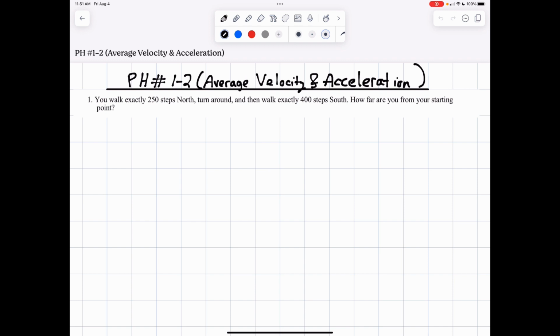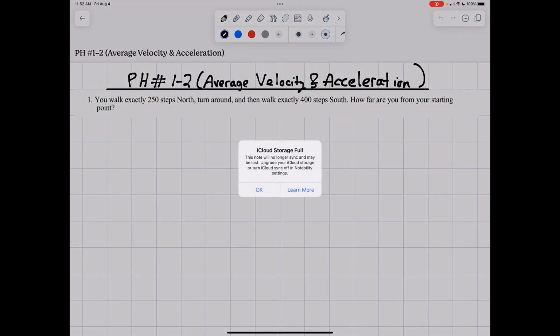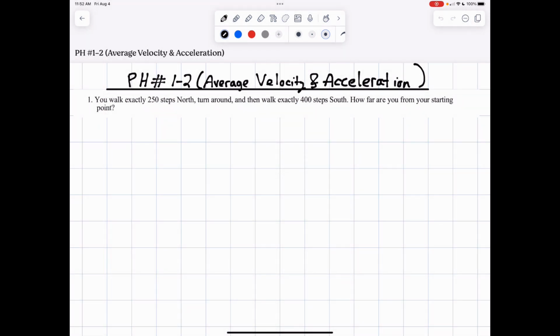In this video tutorial, we will be examining the solutions for physics homework PH 1 and 2, which covers the topics of average velocity and acceleration. Please remember to pause or rewind the video as needed. Let's begin.